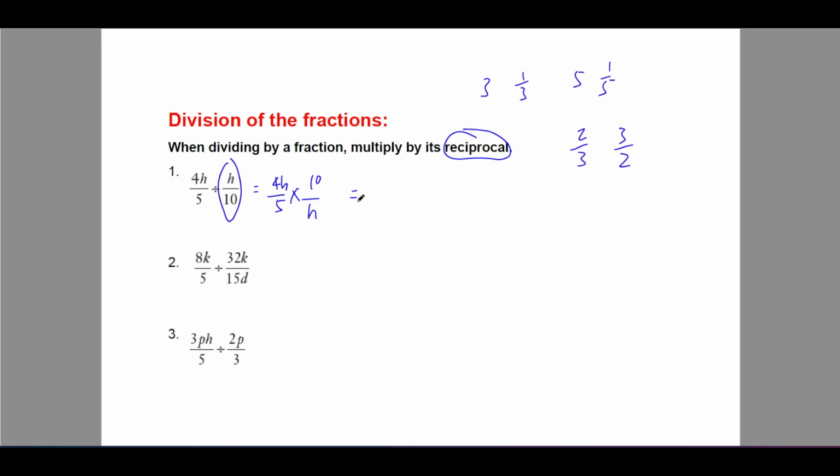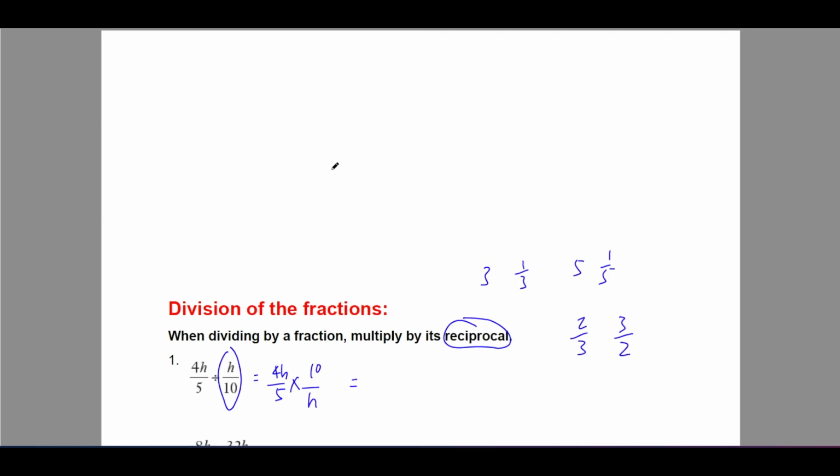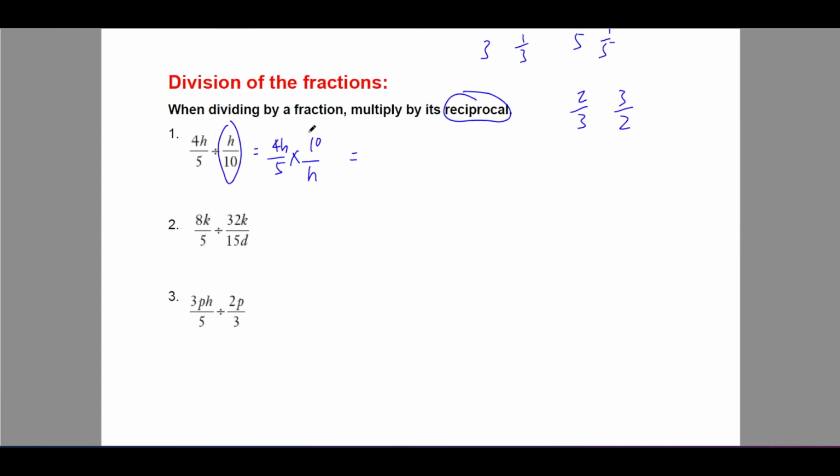And how do you do this? Well, you can just do this the same way as how I did these questions over here. Just cancel where you can. So divide top and bottom by 5, I get 2. Divide this by h and this by h. So I'm left with 4 times 2, which gives you 8. Right. Very easy. The same over here.